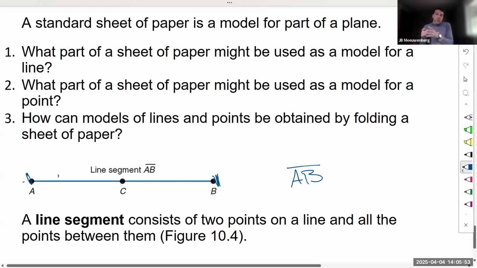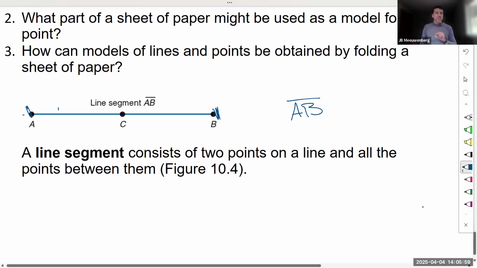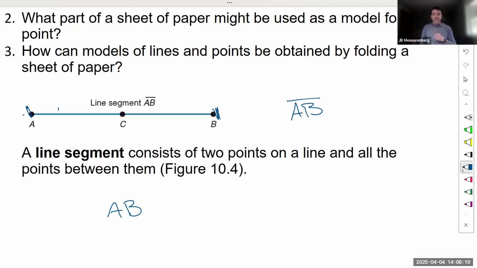So again, it's customary also when we are referring to the length of a line segment, we remove the line above it. So if we are talking about the length of line AB, we would write it like that, okay? And so that's, again, how we would note that.